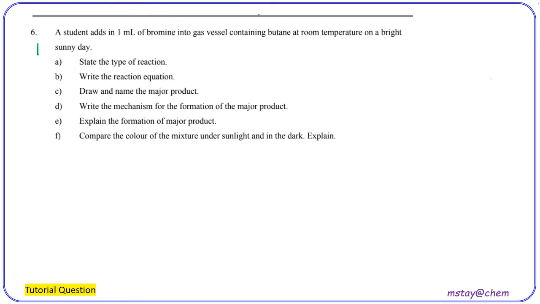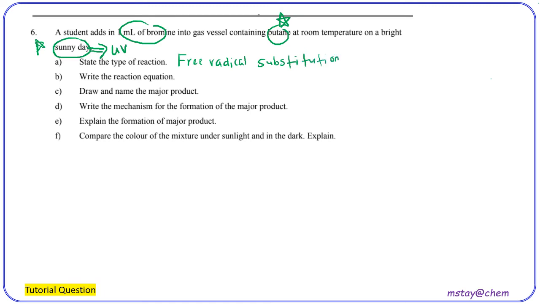Tutorial question number 6. A student adds 1 ml of bromine gas into a vessel containing butane at room temperature on a bright sunny day. So this sunny day basically lets us know the UV is present. When we see there is an alkane, and then with the UV, we know that this type of reaction is free radical substitution. Among all the homologous series, only alkane will undergo free radical substitution.